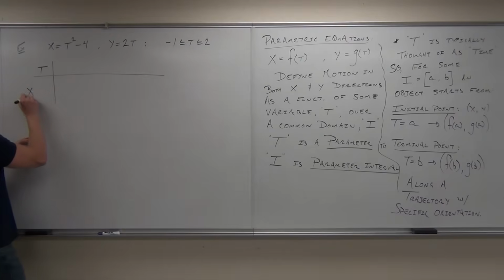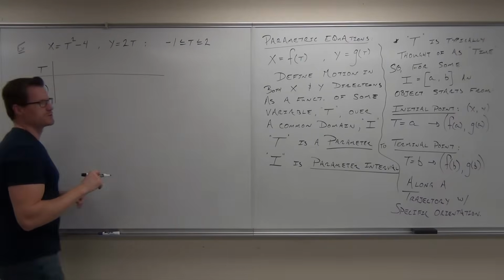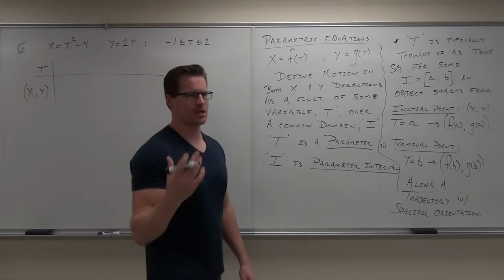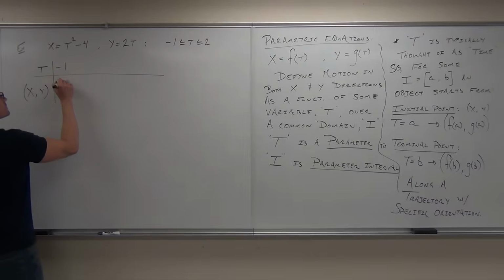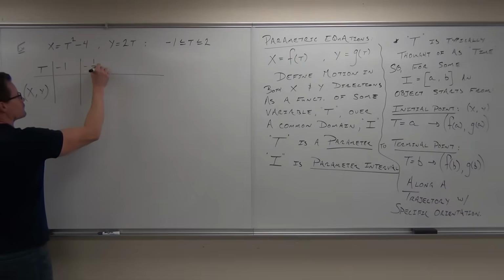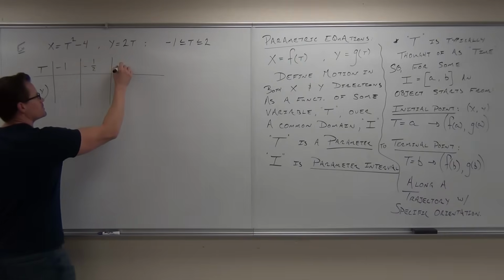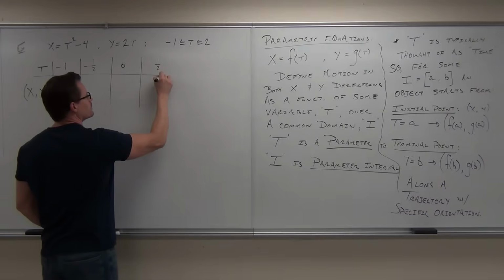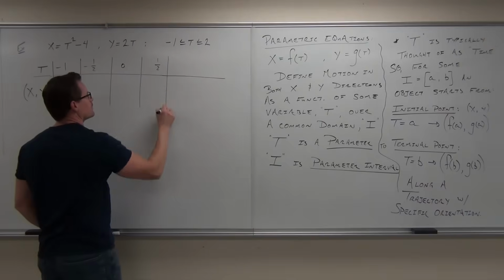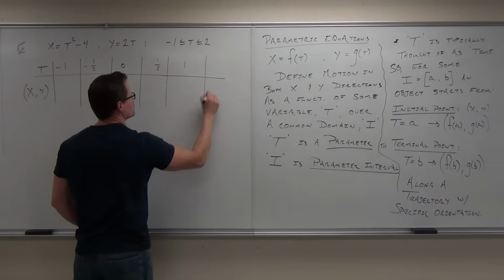So we're going to be getting x, y points, x coordinates and y coordinates. Now, just because it's our first one, I'm going to use several points. Let's use, well, we probably want to know what -1 is. Let's use -1/2. Let's use 0. Let's use 1/2. Let's use 1, and then let's use 2.